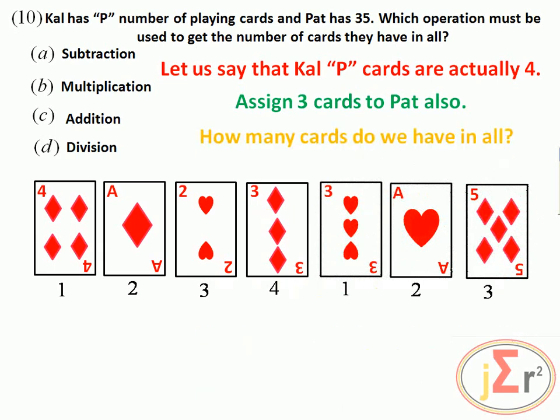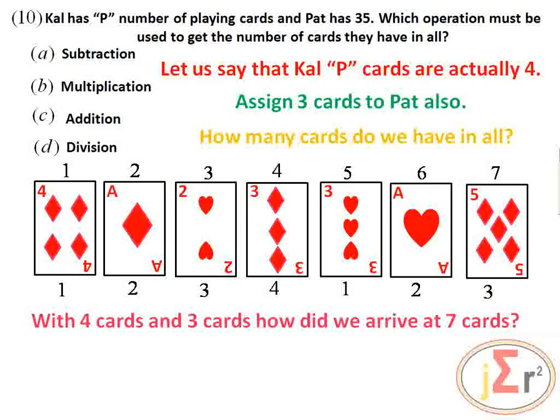How many cards do we have in all? We have 7 cards in all. With 4 cards and 3 cards, how did we arrive at 7 cards? We added them. So 4, something needs to go inside this square here. So 4 something 3 is equal to 7.